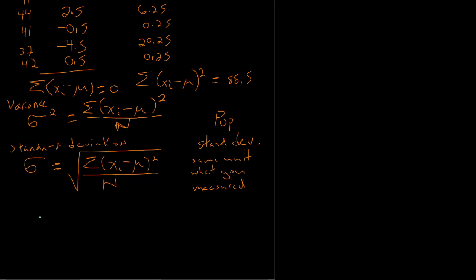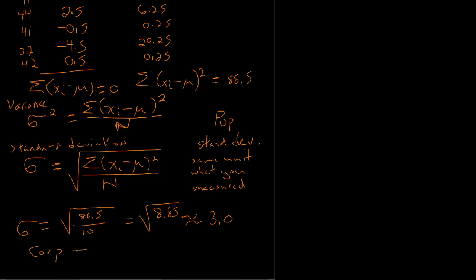All right, so in Corp A, it had a standard deviation of the square root of 88.5 divided by, well, we had 10 things, which is the square root of 8.85, which is, well, if I round, approximately 3. I think I got like 2.97. And so Corp A has a way of measuring how wide it is, a thing we call the standard deviation of 3.